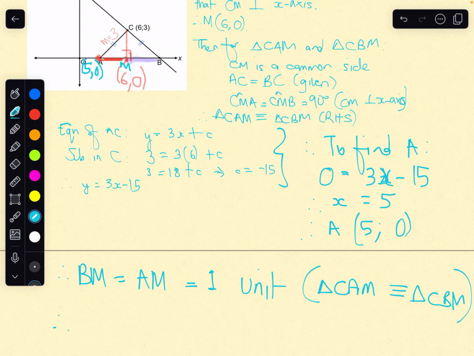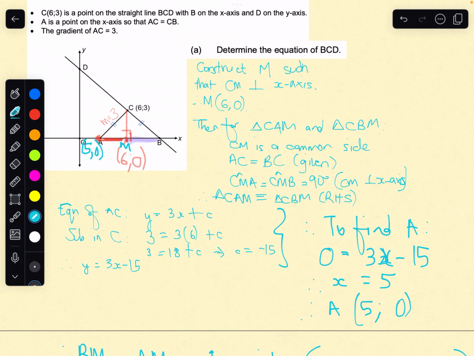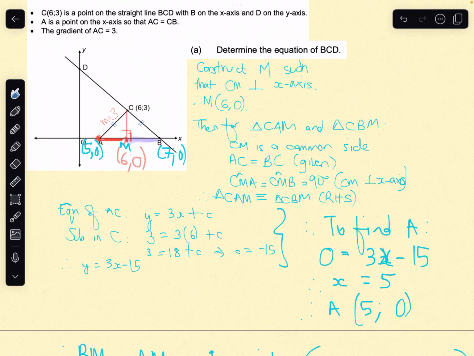Right, so then that means the coordinates of B are going to be 6, 0 plus 1 unit horizontally. So that will be 7, 0. And now that we know B, right, so we now know that B is 7, 0. So we can figure out the equation of the line by using these 2 points.